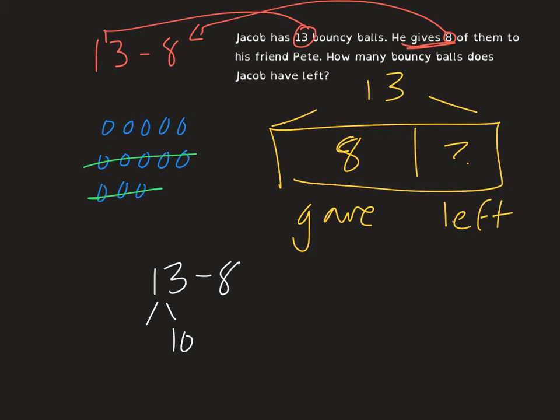Number bonding, we pull out 10. We end up with 3. Okay. 10 minus 8 gives us 2. Good. And then our next step, I need to add the 2. Okay, what am I adding to the 2?